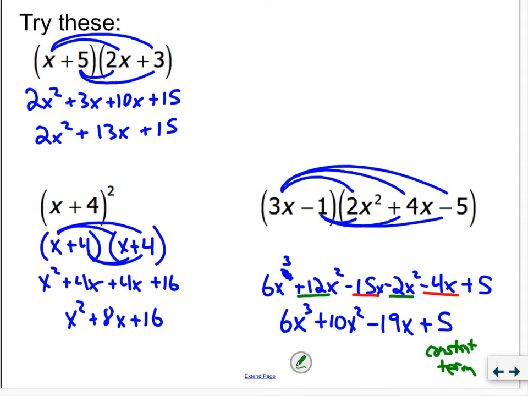It's the constant value. And 6x to the third, that 6 is our leading coefficient. Notice that we put the exponents in decreasing order. X cubed is the largest one, so that goes first. So this polynomial has a leading coefficient of 6.